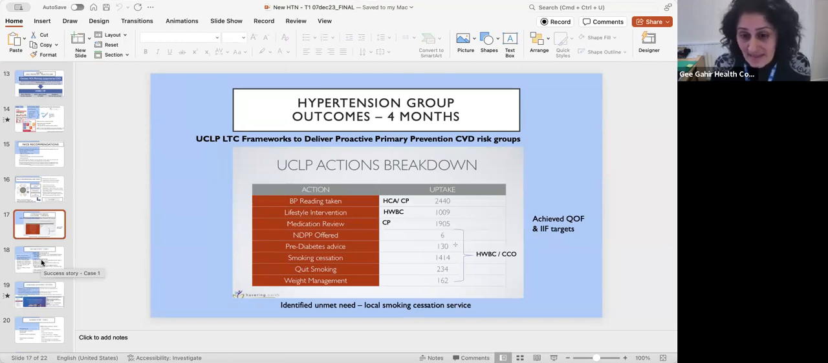And actually it helped the PCN achieve their QOF for the year and achieve their IIF targets. We also identified an unmet need, which was that we needed a local smoking cessation service, which wasn't present, and public health managed to secure some funding for that. So here's a perfect example of how we can make a difference.